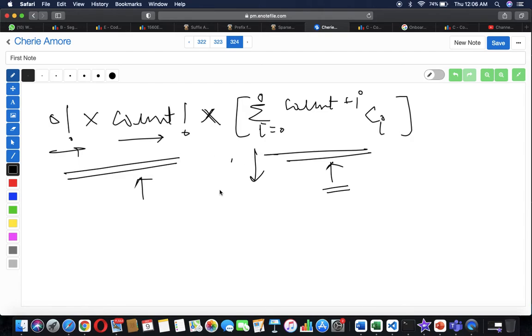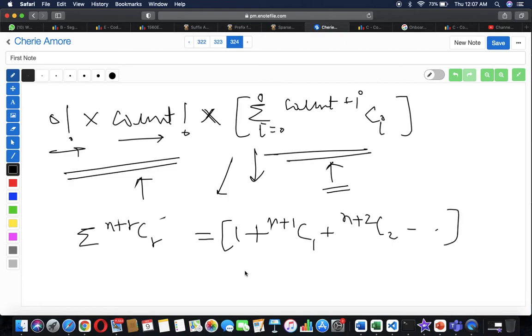Great. Now, if you just see, this opens up to be 1 plus, let me simply reduce it to a kind of series, which is basically n plus r C r. And this is quite funny because this is 1 plus n plus 1 C1 plus n plus 2 C2 and so on. I can write this as n plus 1 C0 plus n plus 1 C1 plus n plus 2 C2 and so on.